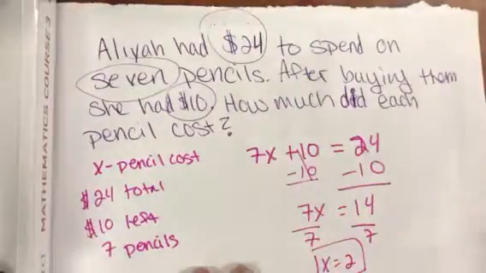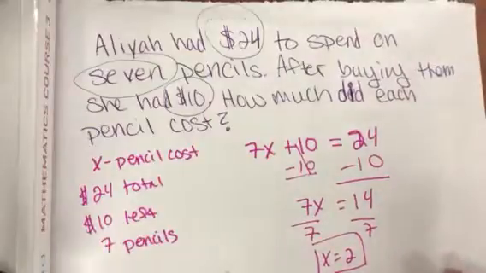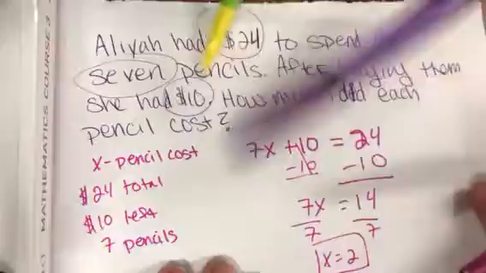So the cost of a pencil was $2 apiece. Ooh. That's an expensive $2 pencil. Per pencil? Probably mechanical. It probably was. But hey, she had $10 left over when she left. She did have $10 left over.